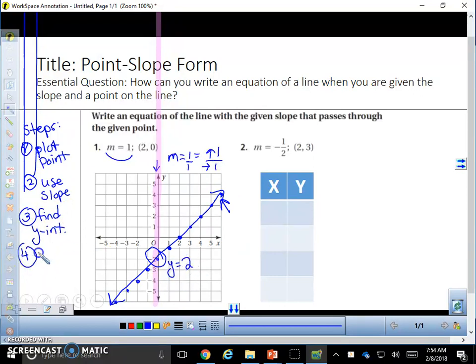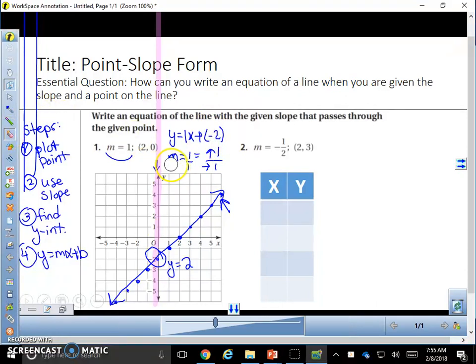Step 4, plug it into y equals mx plus b. Okay, so the equation for example 1 is y equals, your slope is 1, x plus the y-intercept is -2.